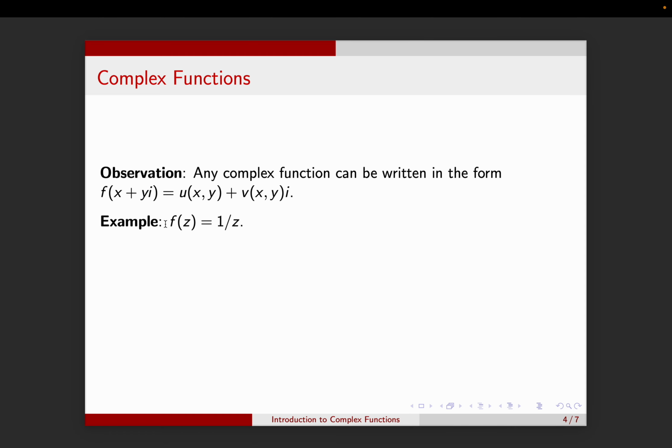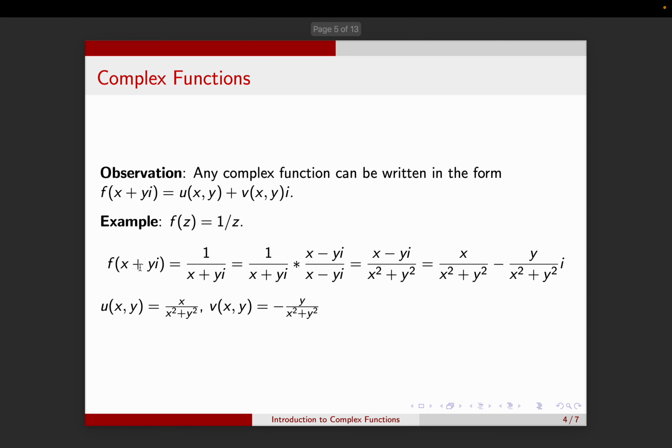So here's an example. f of z equals 1 divided by z, the reciprocal function. As written, this does not look like a real thing plus a real thing times i. So let's put it in that form. If you feed in x plus yi, you reciprocate it, by definition. And then if you want to put it in this form, basically I'm saying write this fraction in the form a plus bi. If you want to do that with a fraction, you multiply by the complex conjugate. We've seen this plenty of times.